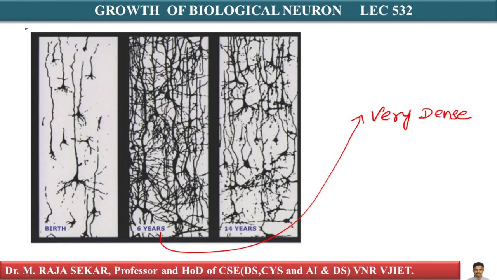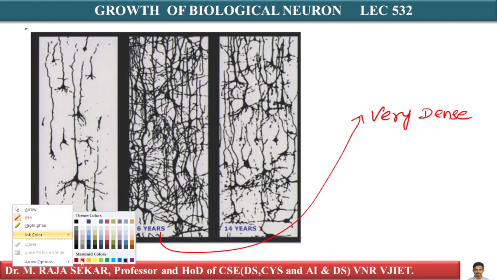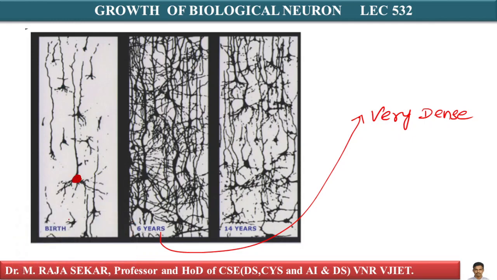So what's happening here, let's look at it mathematically. You have neurons at birth. Let's say each of these are cell bodies. That's what I discussed even in the previous slide. This one is a cell body, this one is a cell body, isn't it? Each of these are known as cell bodies.